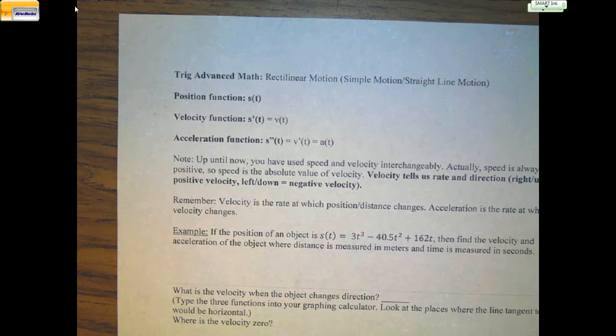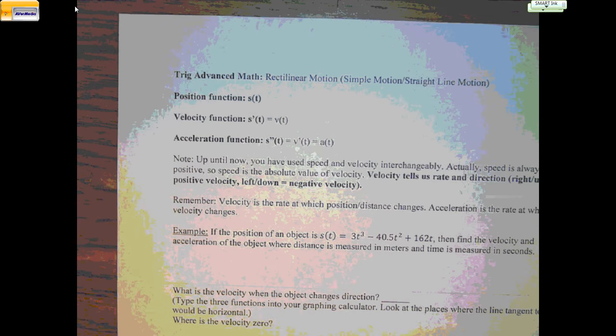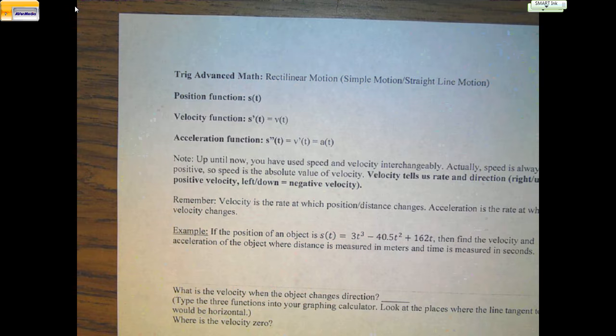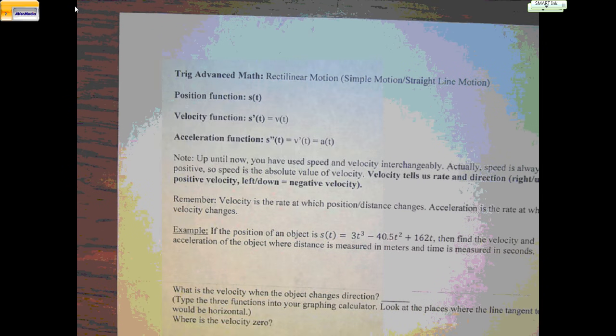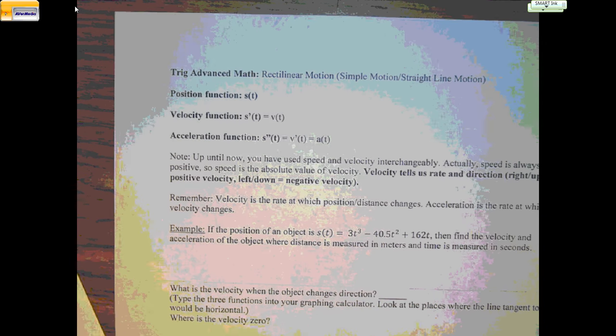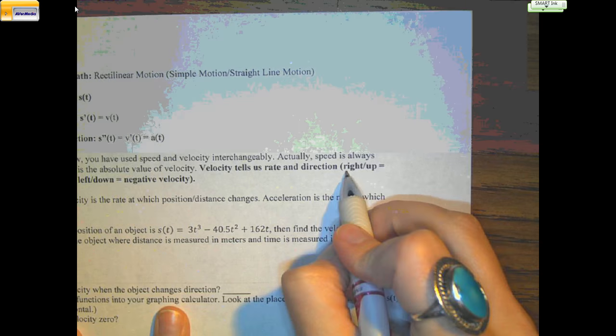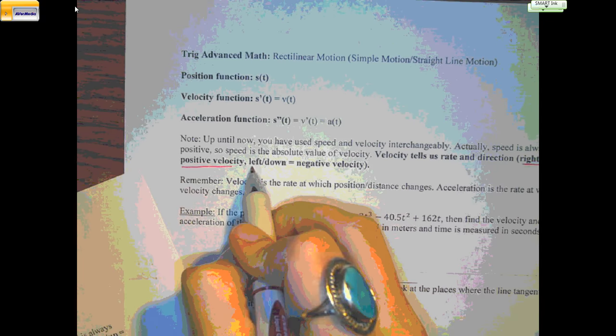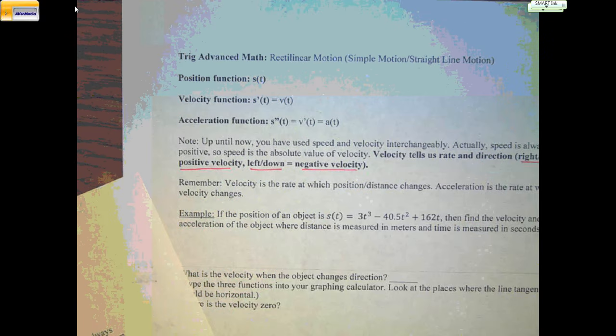Notice, up until now, you've used speed and velocity interchangeably. We've kind of used that word to mean both things, and it's been fine up until today. Actually, speed is always positive. It doesn't matter which direction you're going. So speed is actually the absolute value of velocity. Velocity can be positive or negative, and it also tells you direction, not just the rate, but direction. So going right or up is a positive velocity, and going left or down is going to be a negative velocity.